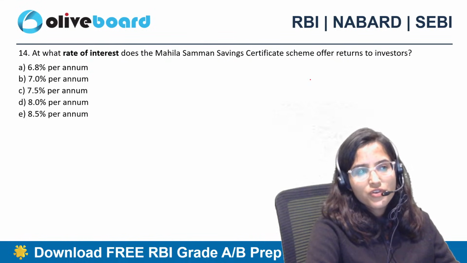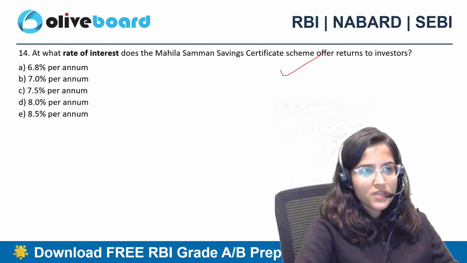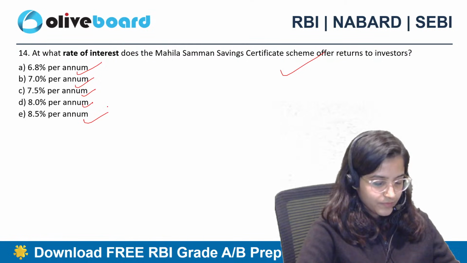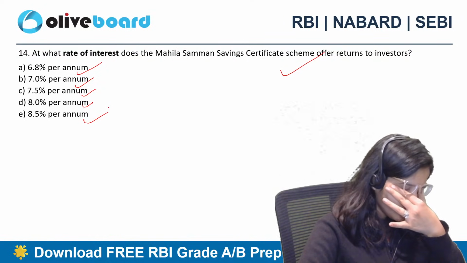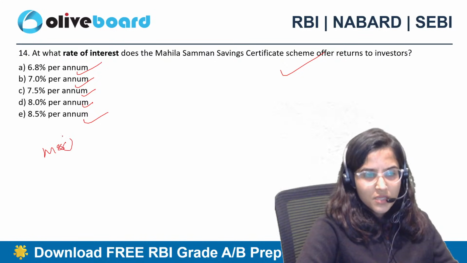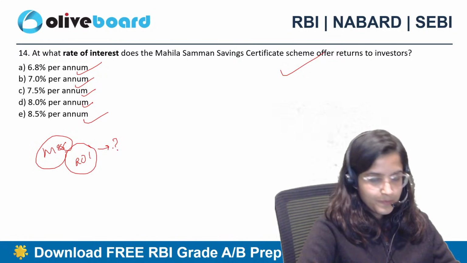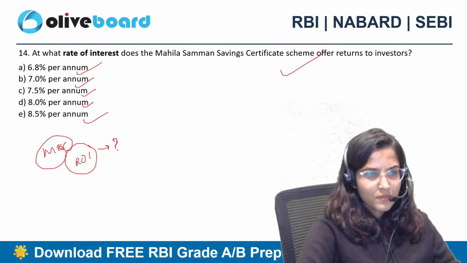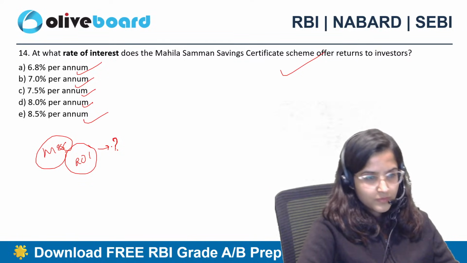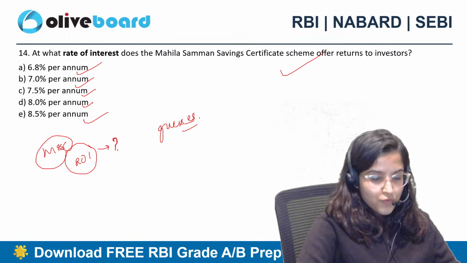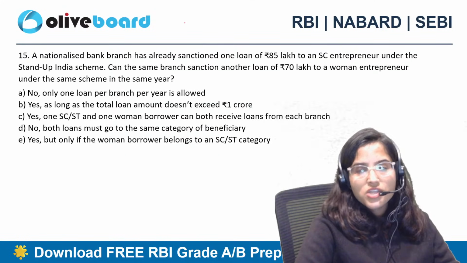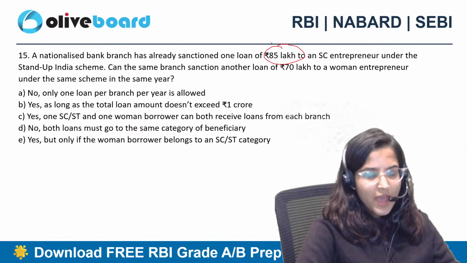ओके. At what rate of interest does Mahila Samman Saving Certificate Scheme offer a return to investors? 6.8, 7, 7.5, 8, 8.5. हाँ जी. 14th क्वेश्चन. महिला सम्मान सेविंग सर्टिफिकेट में जो रेट ऑफ इंटरेस्ट ऑफर होता है वो कितना है? Any idea, any guesses? 14C you are saying, which is absolutely correct, 7.5% per annum. ठीक है, very good.